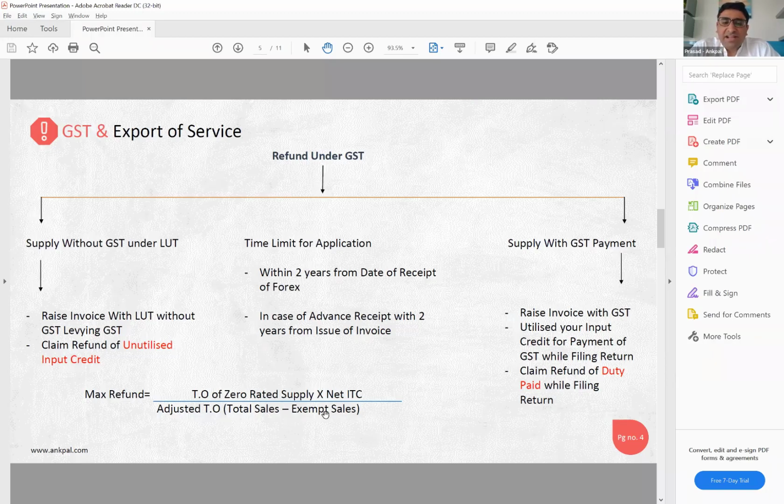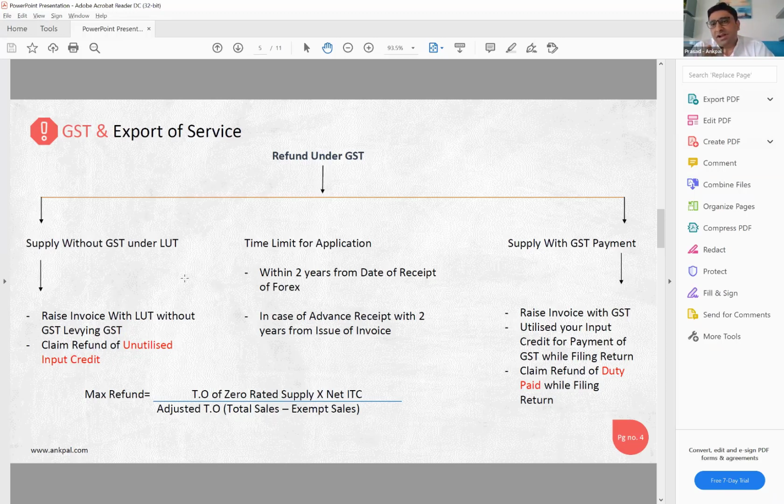So please mind that exempt sales word. Here in this case, we are exporting services without charging GST. That doesn't mean that it is exempt services. It is zero rated services. There is a rate of 0%, right? So people are misguided over here.